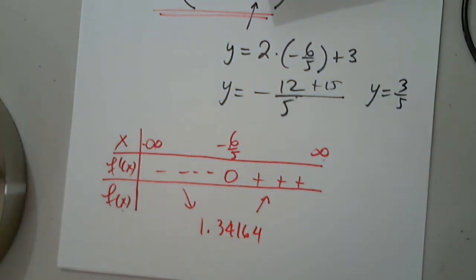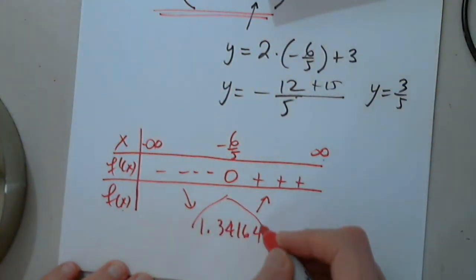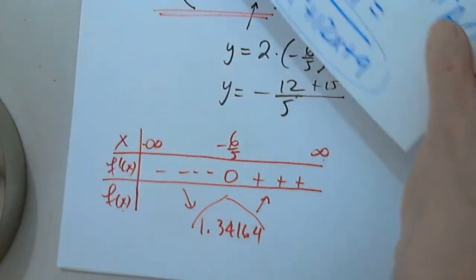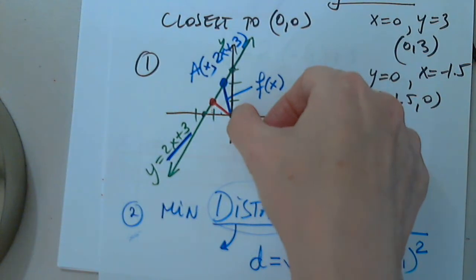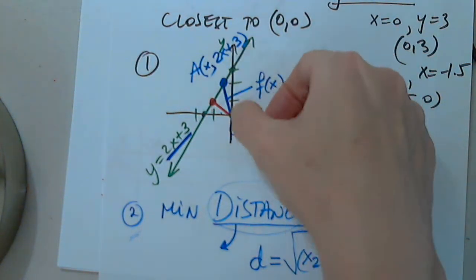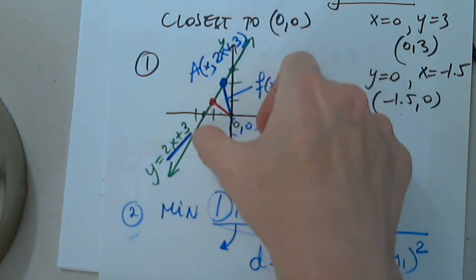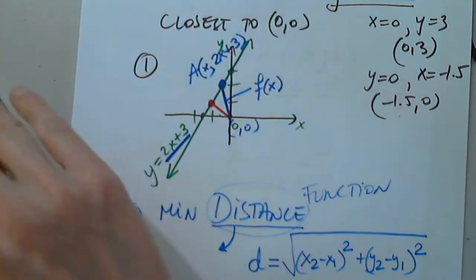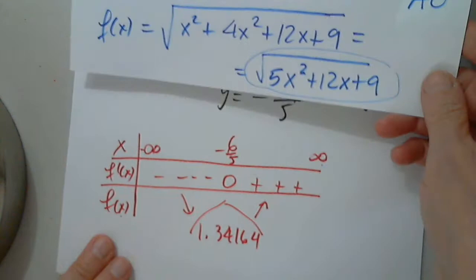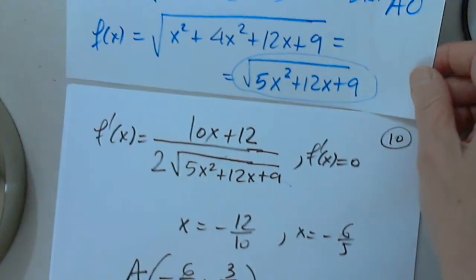In case I'm asked to find the distance, this is the number here. Everything else, any other point, will be found from the origin at a longer or higher distance. This is the shortest, where this point is. That's optimization.